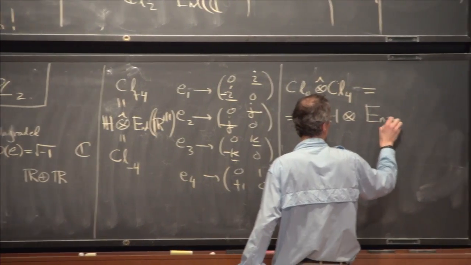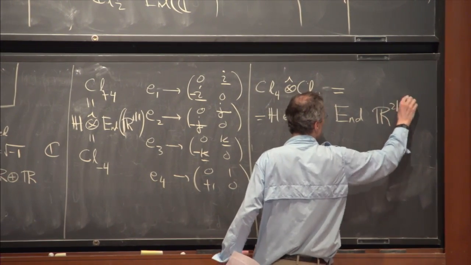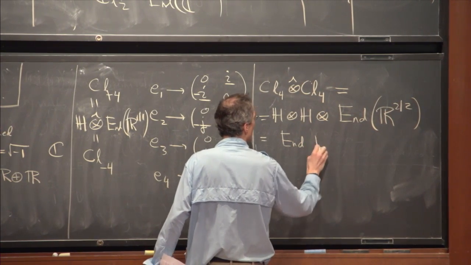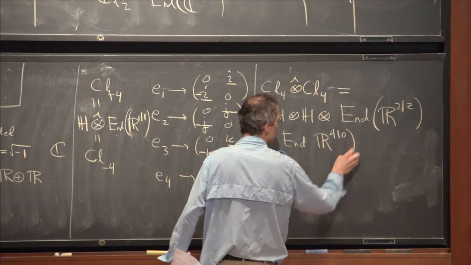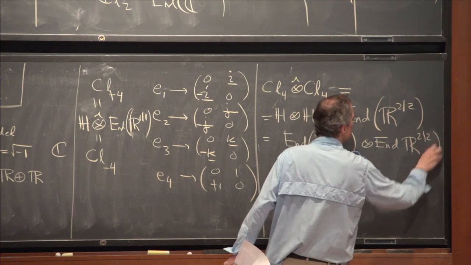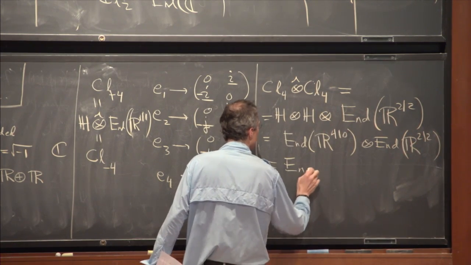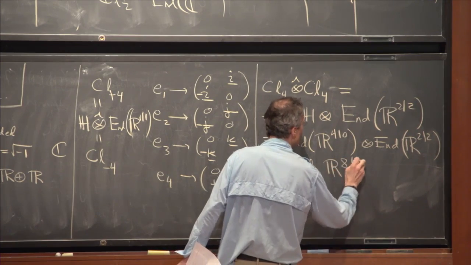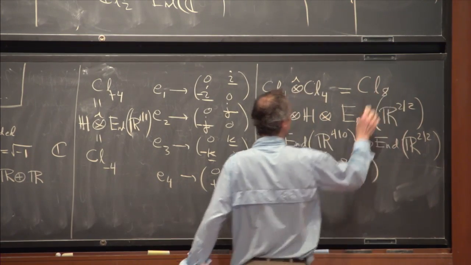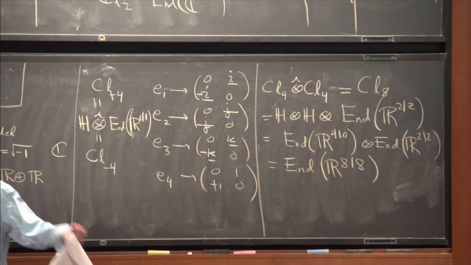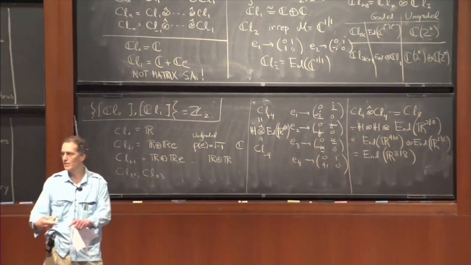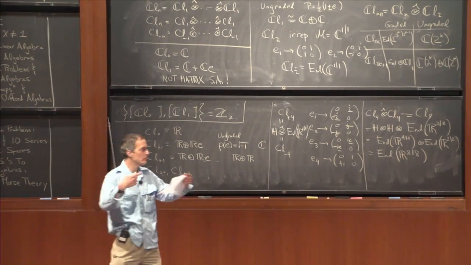The product of the endomorphisms of vector spaces is the endomorphism of the product of the vector spaces. So this is the endomorphisms of R 2|2. This, if you did the exercise, is the endomorphisms of R4. It's purely even, so it's R 4|0. And so we get the endomorphisms of R 8|8. In other words, Clifford 4 times Clifford 4, which is Clifford 8, is Morita equivalent to the ground field. It's a matrix superalgebra. So in the world of Morita equivalence, we go up to 8, and then we're back to where we started.